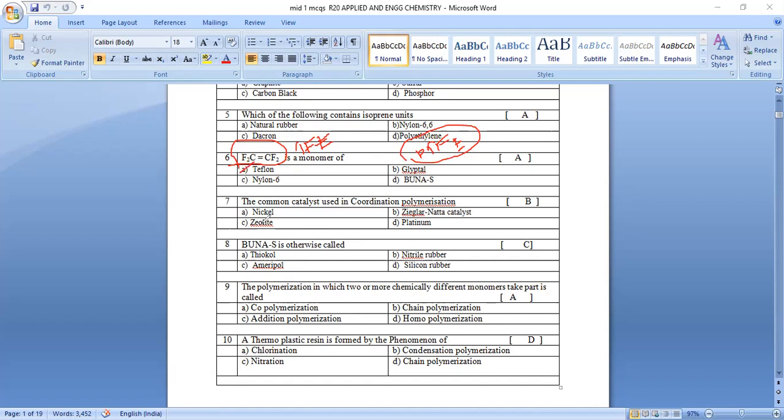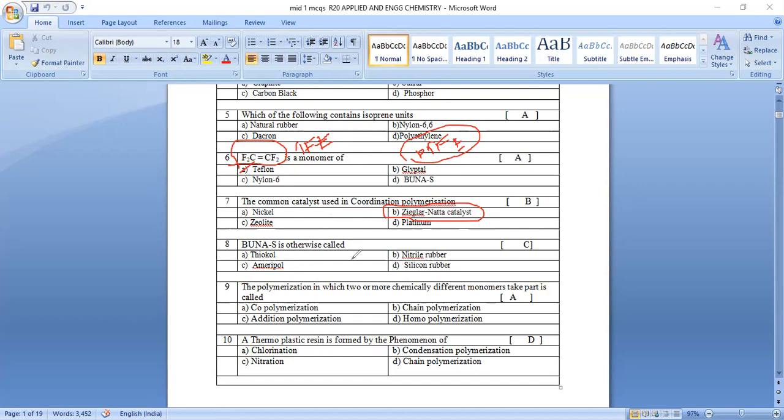The common catalyst used in coordination polymerization is the Ziegler-Natta catalyst. I'm repeating: the common catalyst which is used in the coordination polymerization is nothing but the Ziegler-Natta catalyst.